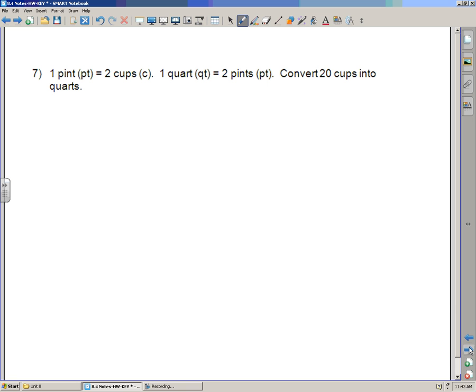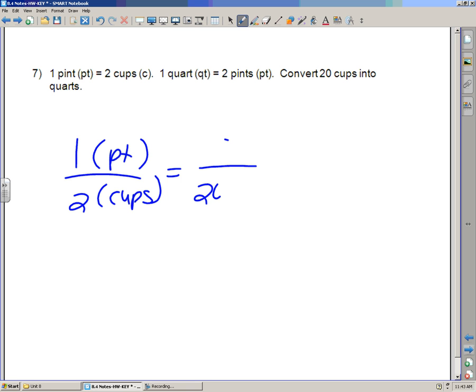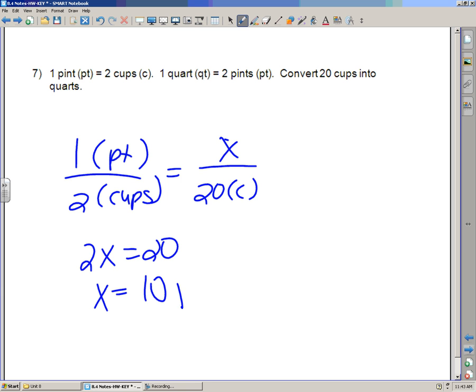This last one, a pint equals 2 cups, a quart equals 2 pints. Convert 20 cups into quarts. So I'm going to deal with the fact that 1 pint is to 2 cups. Well, I've got 20 cups equals how many pints? Cross multiply, 2x equals 20, x equals 10, and these are pints.